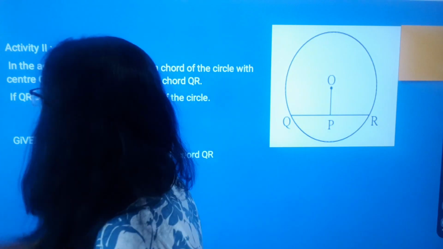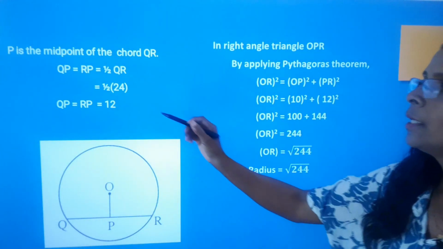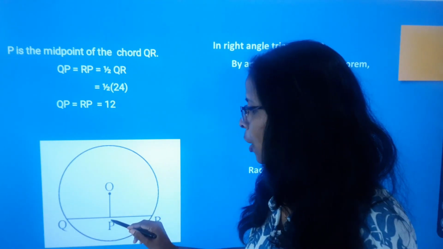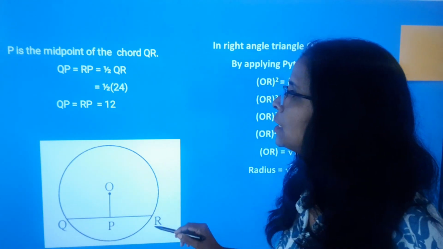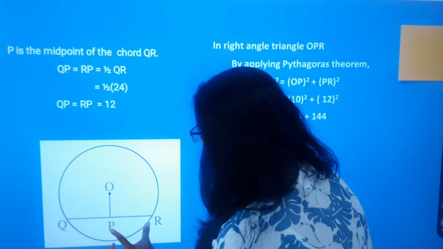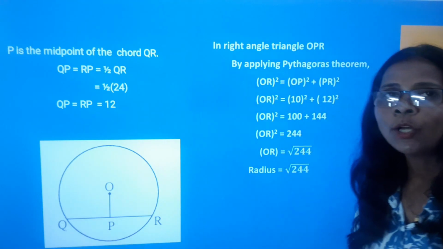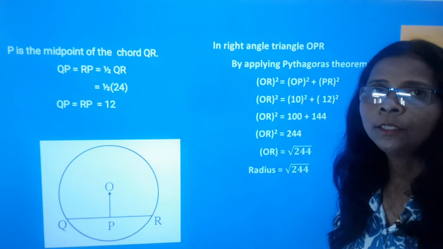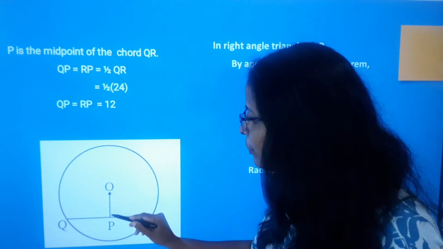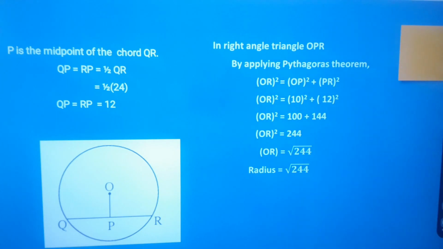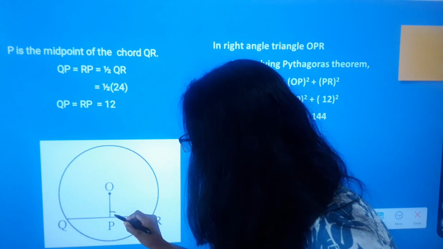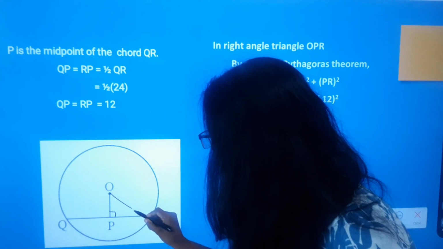Now the proof. Here P is the midpoint of the chord QR, and QR is equal to 24, which means we can say that QP is equal to PR, which is equal to 12, because half of the chord is 12. Now here OP is the perpendicular. We join OR.